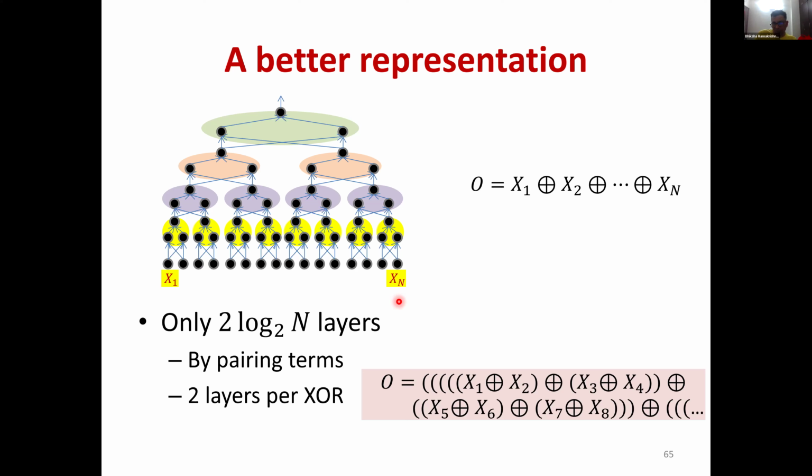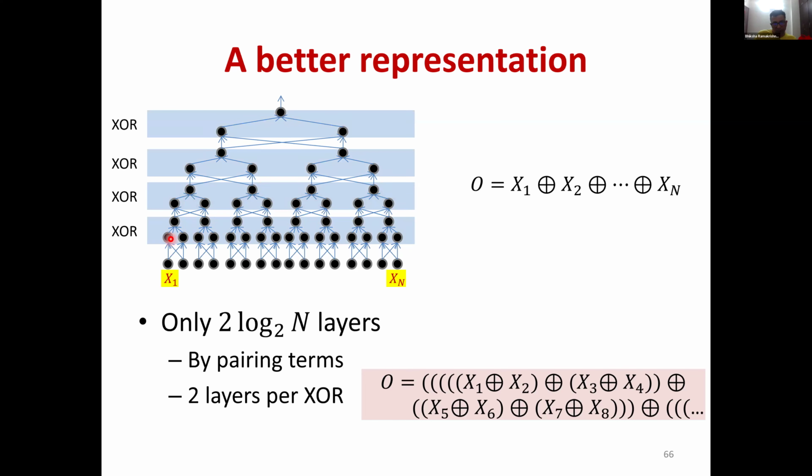Anyone? How many layers will I require? For n inputs. It should require the number of blocks. You're going to need log n blocks. Each block has 2 layers. It's going to require 2 log n layers, right? This making sense? It requires 2 log n layers. Yes or no?